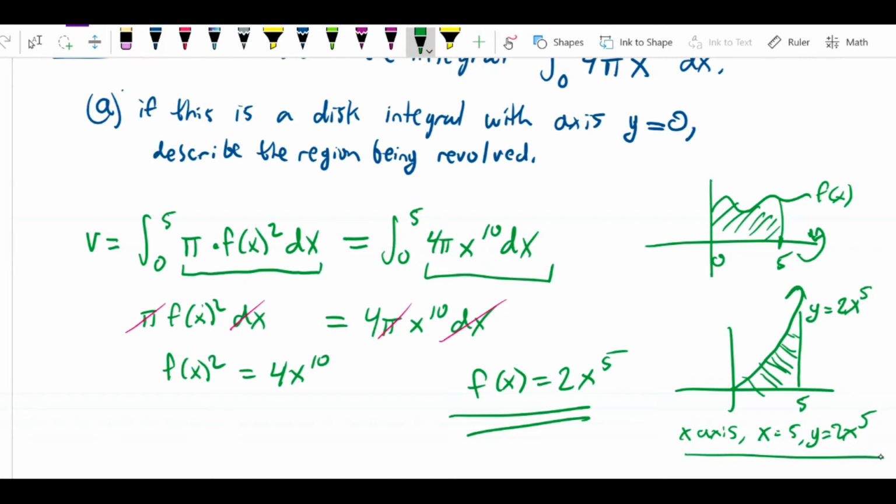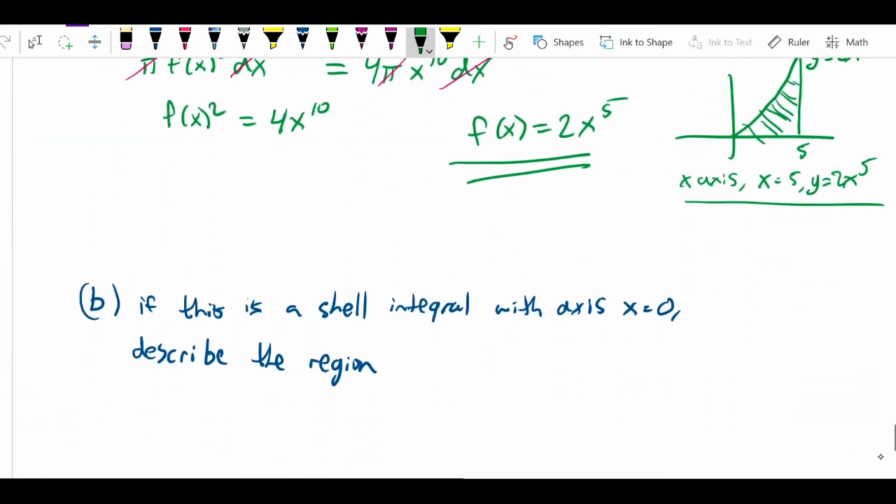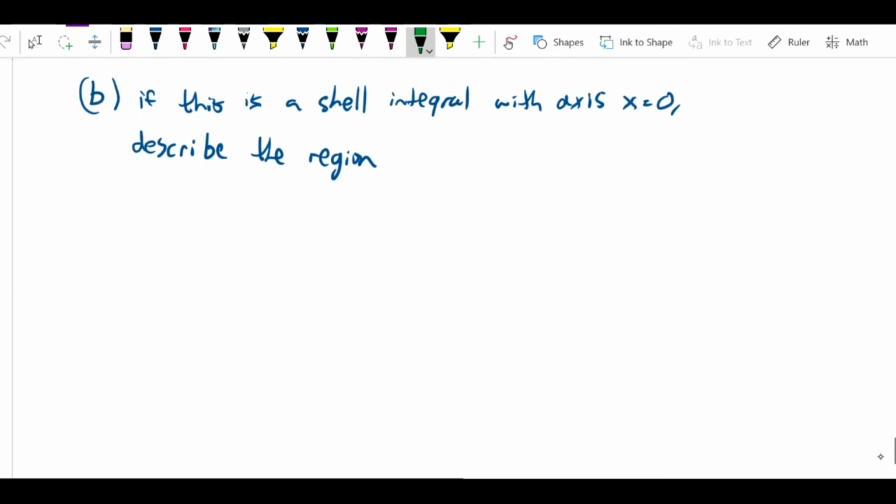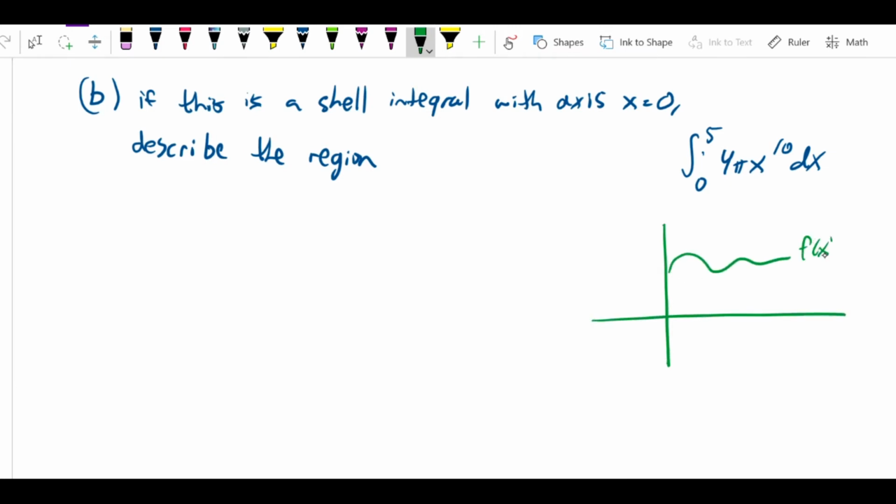Okay. So now let's take the same integral. Let me just write that integral again: the integral of 4 pi x to the 10th dx from 0 to 5. And suppose that we're now interpreting this as a shell integral. Well, it's basically the same issue. I have some function, f of x, on the interval 0 to 5, and now I'm revolving it around the line x equals 0, which is the y-axis.